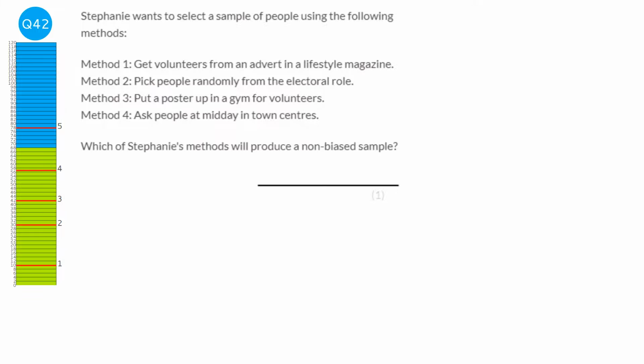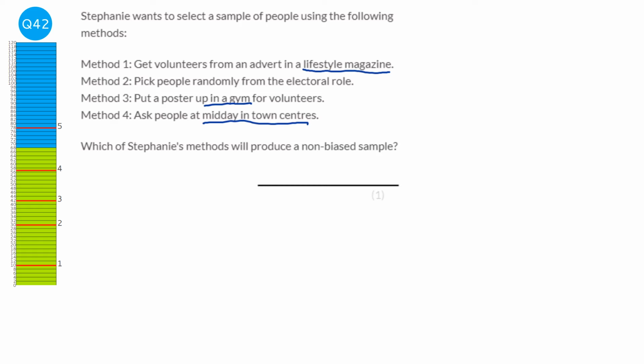When finding a sample of people, you want everyone in the population to have an equal chance of being picked. So in method 1, the fact in a lifestyle magazine might bias the people reading it, because there's groups of people that don't read lifestyle magazines. A poster up in the gym, again, there's groups of people who don't go to the gym. And midday in town centres, well, it might be on a school day, or it might be that you are skewing your data towards retired people. There's lots of reasons why a certain group of people won't be at a town centre at midday.